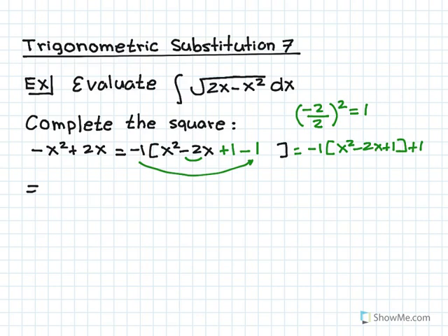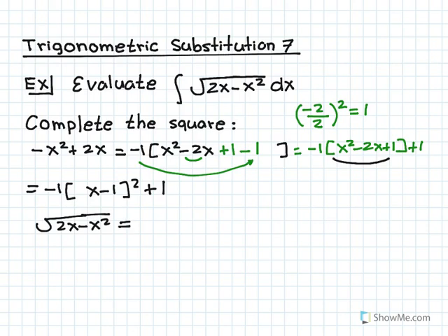So what we have is minus 1 times, but this part is a perfect square. So that's going to be x minus 1 all squared plus 1. So what we have shown through completing the square is root of 2x minus x squared can be rewritten in this form. Root of 1 minus x minus 1 squared. Now we can see that this is the right pattern for trig substitution.